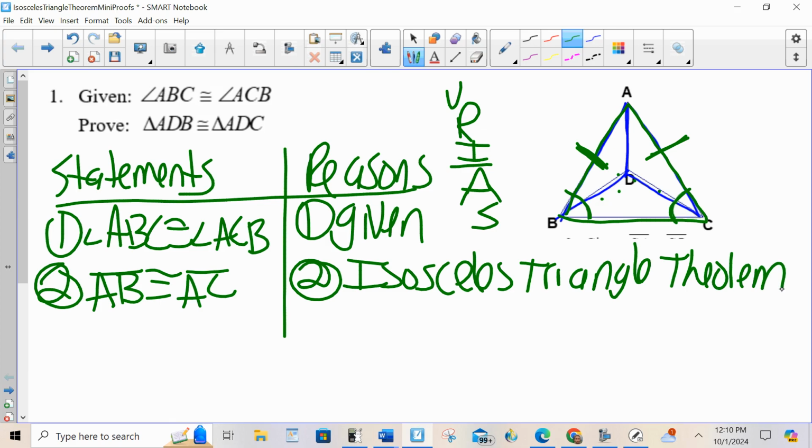So if they give you something that's not in the triangles you're trying to prove, you look through your additional tools, and if it makes an isosceles triangle, we conclude that the sides opposite the congruent angles are congruent, or vice versa.